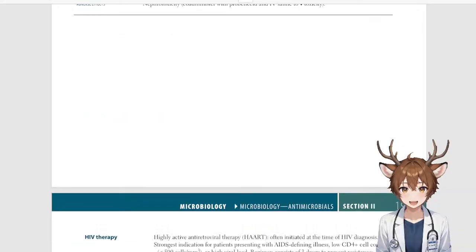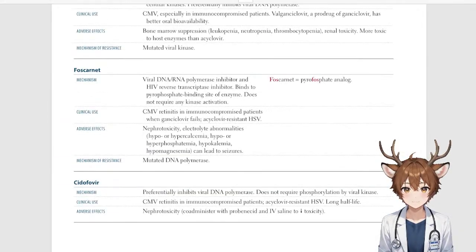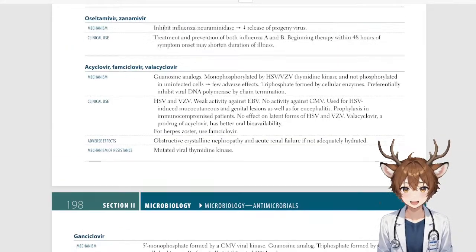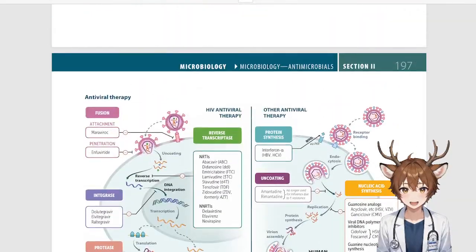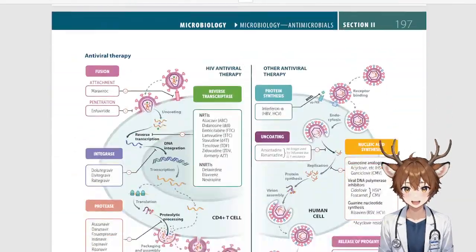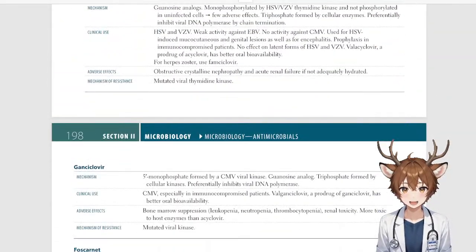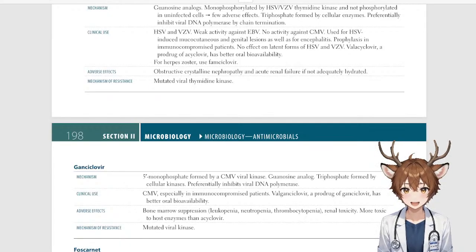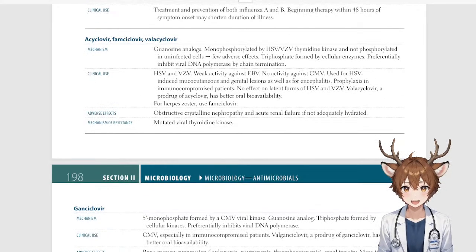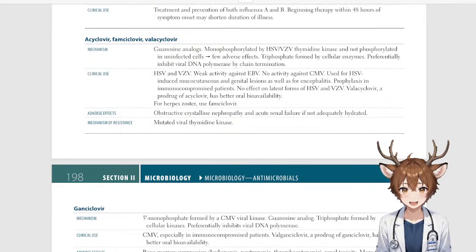Where are we even with this stuff? What's going on, man? Cidofovir, foscarnet, ganciclovir, oseltamivir, zanamivir. Do we have anything else? No, we don't. So let's go into remdesivir, which I assume is about COVID, isn't it? So that's not going to be in this book because this is 2017, but just listen to what I'm saying.